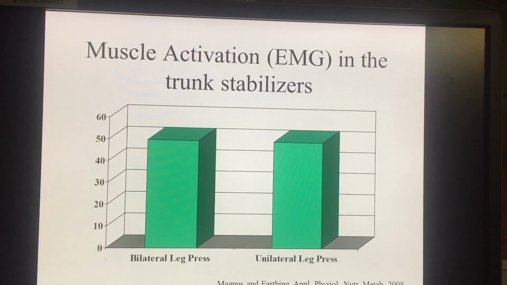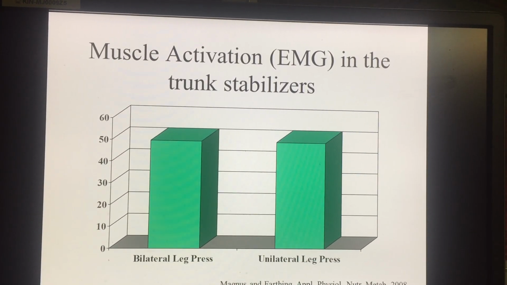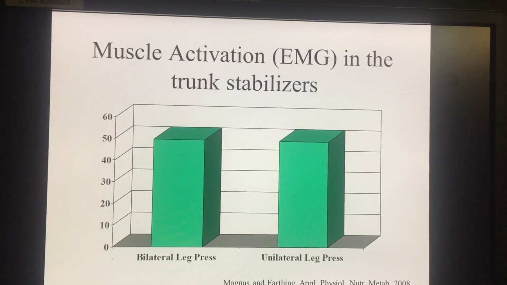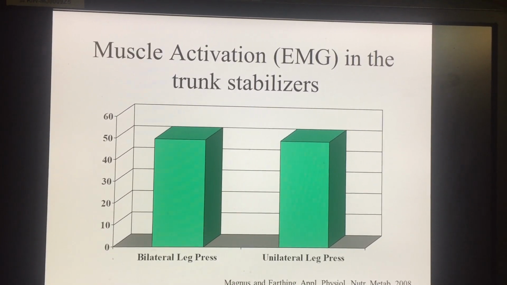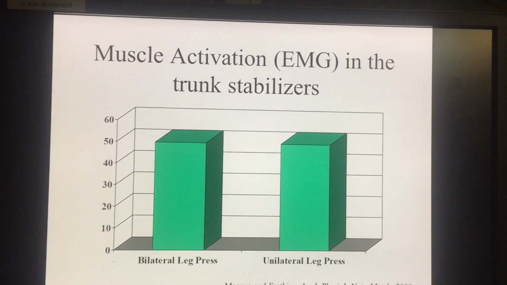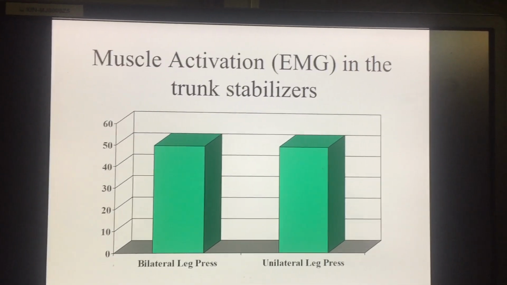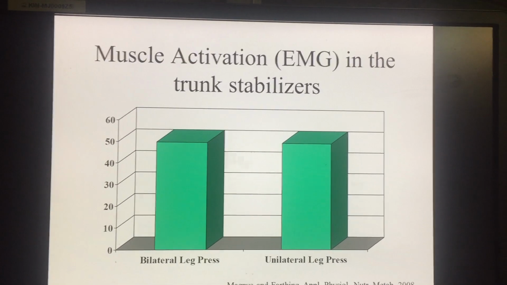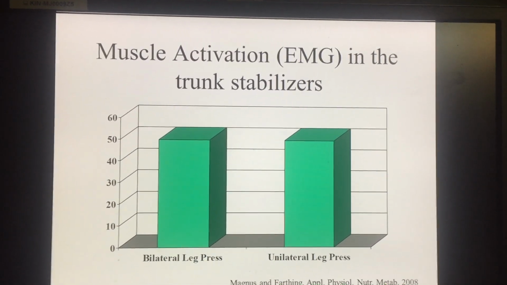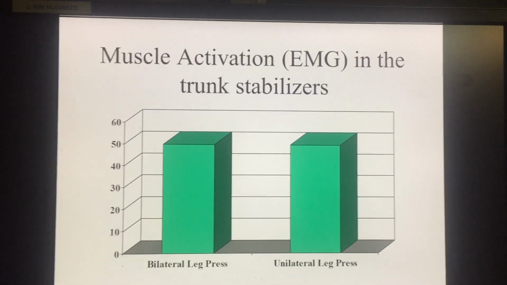So in the bilateral condition, you have a certain amount of activation of the trunk stabilizers to lift weights with both legs, whereas in the unilateral condition, the contribution from those trunk stabilizers is directed only towards one leg. So it's easier to assist one leg lifting than two legs at the same time with those trunk stabilizers.